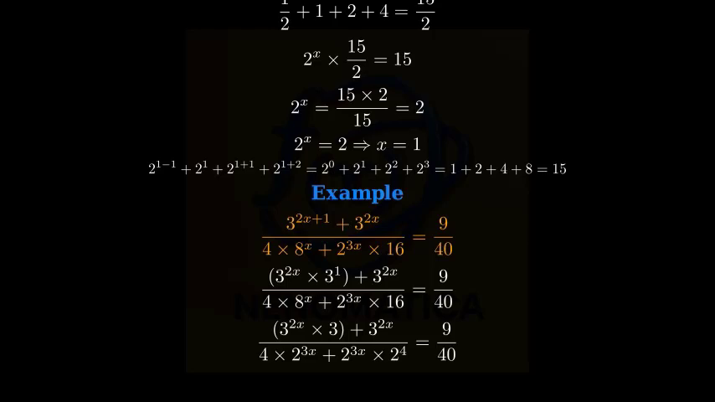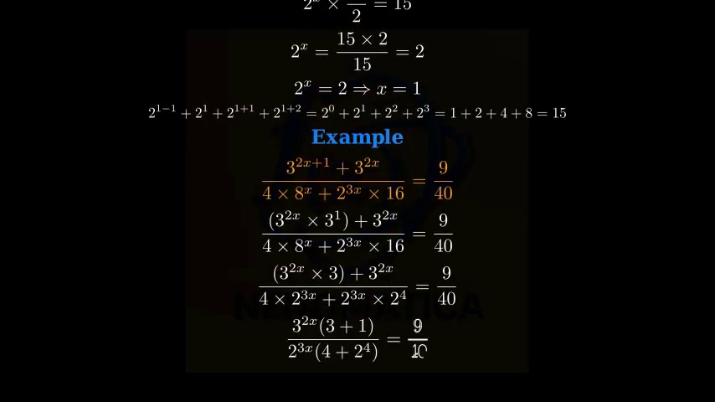Now, let's simplify both the numerator and denominator further. In the numerator, we factor out 3 to the power of 2x to get 3 to the power of 2x times the quantity 3 plus 1, which equals 3 to the power of 2x times 4. In the denominator, we factor out 2 to the power of 3x to get 2 to the power of 3x times the quantity 4 plus 16, which equals 2 to the power of 3x times 20.